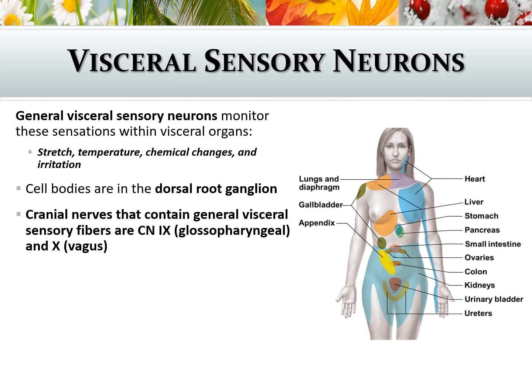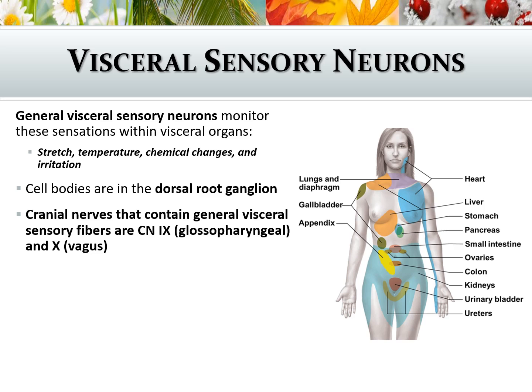So let's change gears a little bit and talk briefly about our visceral sensory neurons. Again, these guys are picking up on sensory receptors in our visceral organs. So what are they monitoring? They're monitoring stretch, temperature, chemical changes, and irritation. The cell bodies are all in the dorsal root ganglion because we're talking about the sensory system and the sensory neurons, and they all run through those dorsal root ganglia.